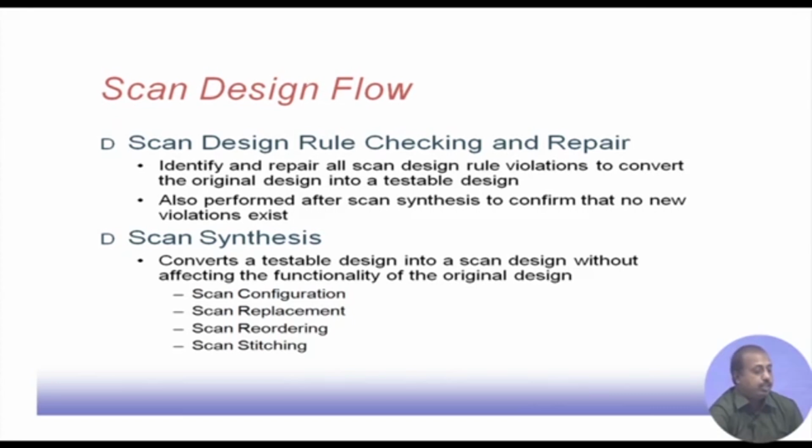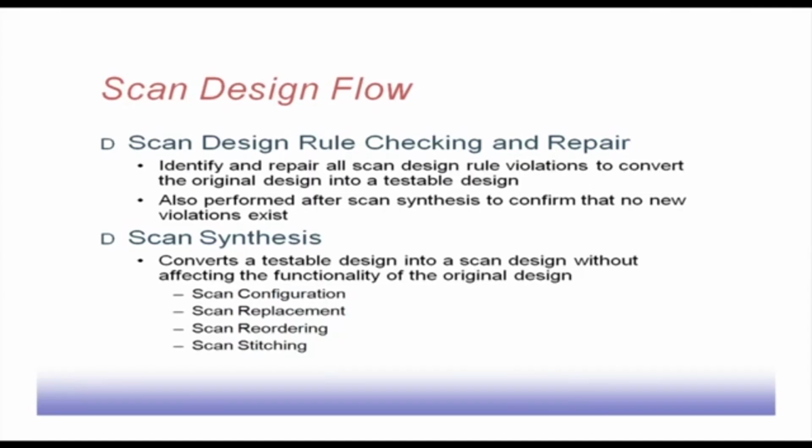The first part of this design flow is scan design rule checking and repair. This is for identifying and repairing all scan design rule violations to convert the original design into a testable design. Whatever scan design rules we have seen are checked, and if there is a violation, it is corrected to make the design testable. It is also performed after scan synthesis to confirm that no new violations have occurred. After the modification has been done, no new violation should have occurred, so the rule checking has to be done again.